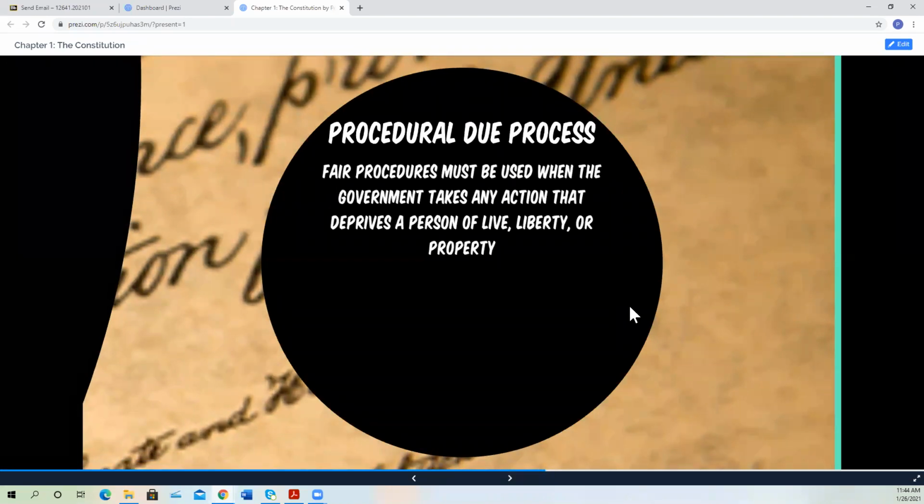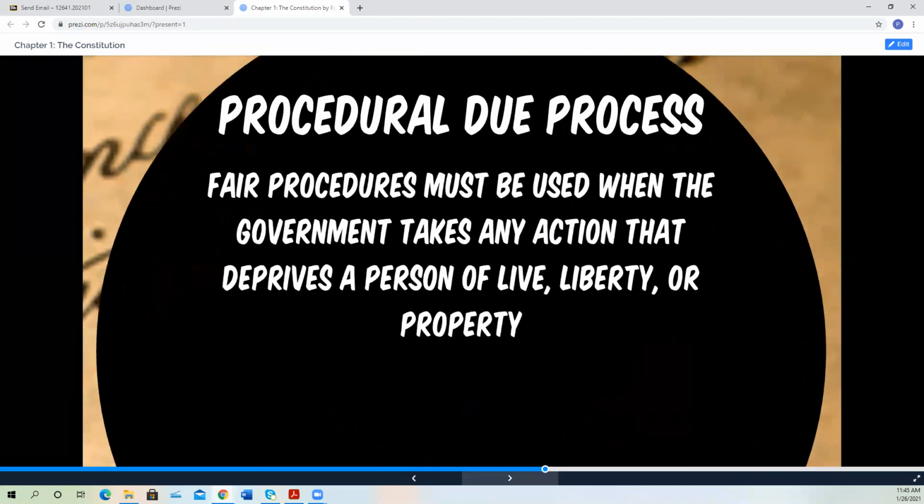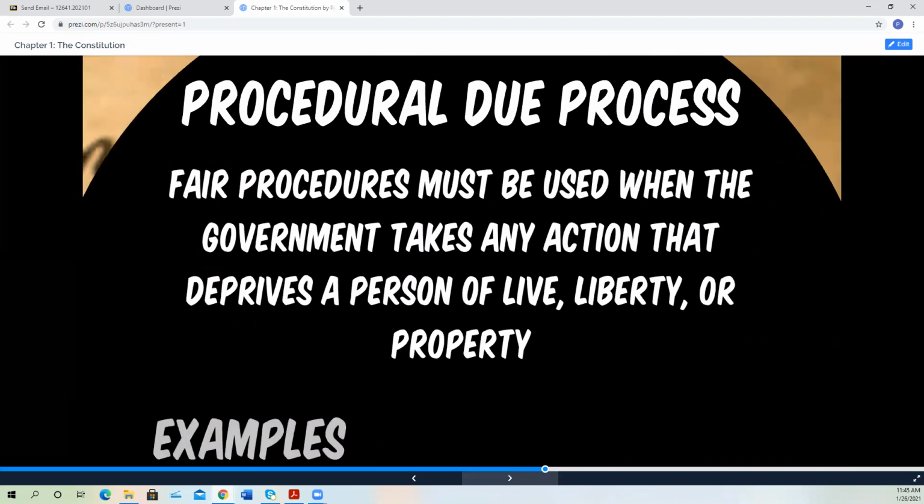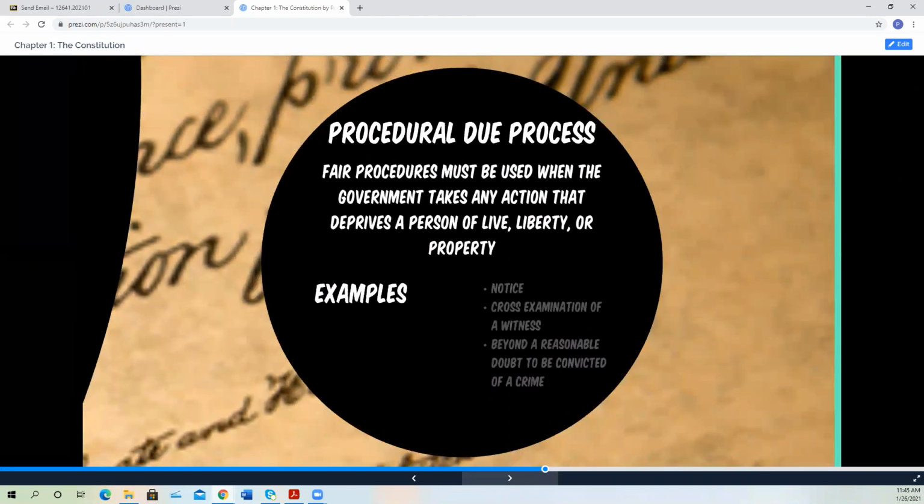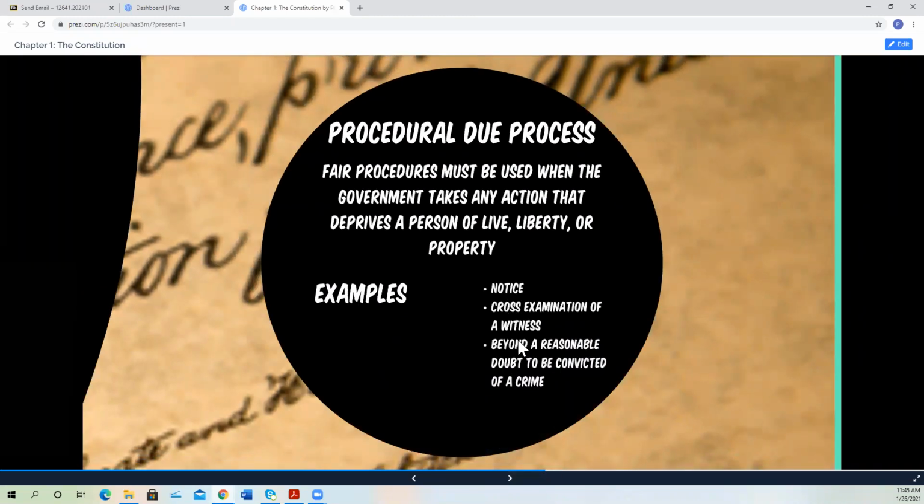Again, it means fair procedures must be used when the government takes any action that deprives a person of life, liberty, or property. That's what procedural due process is. If they're going to deprive us of one of these rights, the way they deprive us of that right must be fair. So examples: notice, cross-examine of a witness, beyond a reasonable doubt to be convicted of a crime.